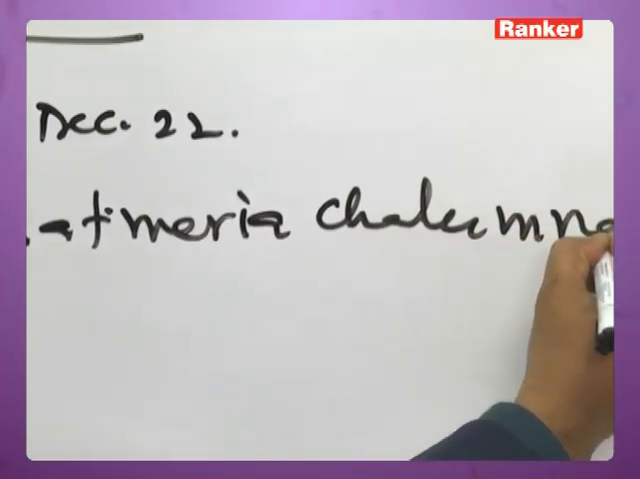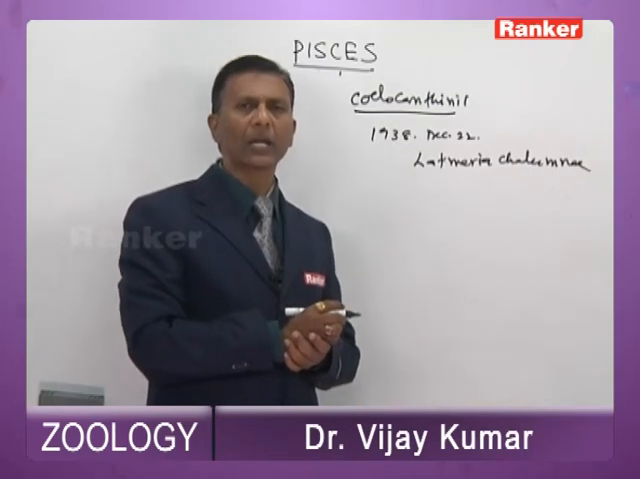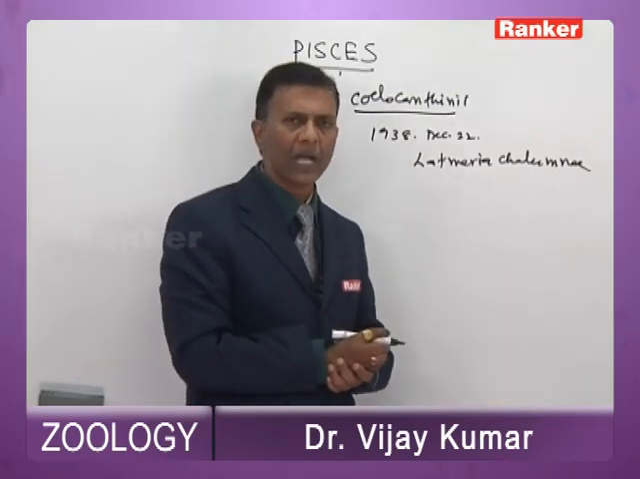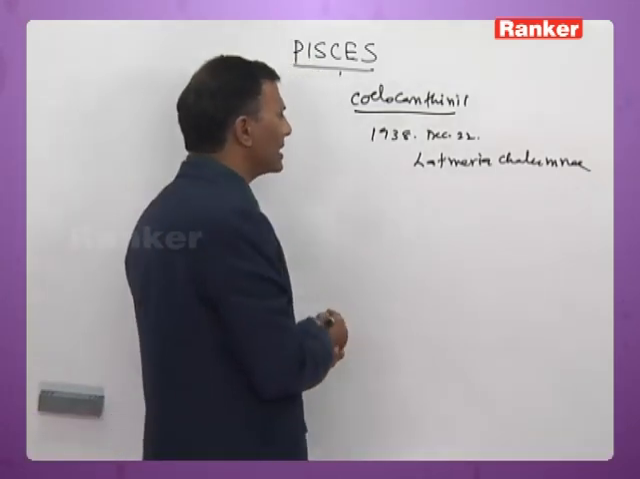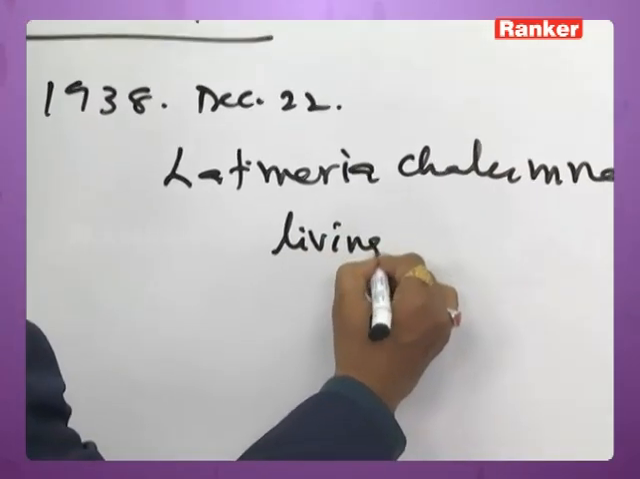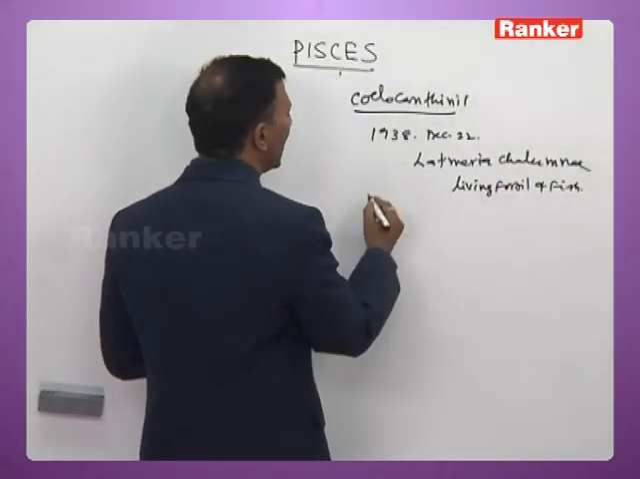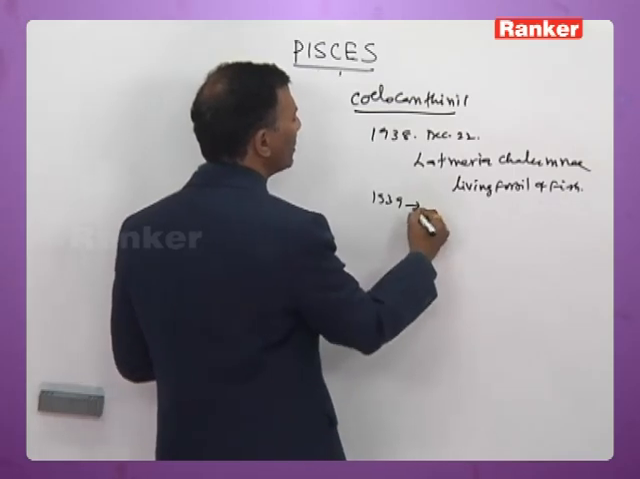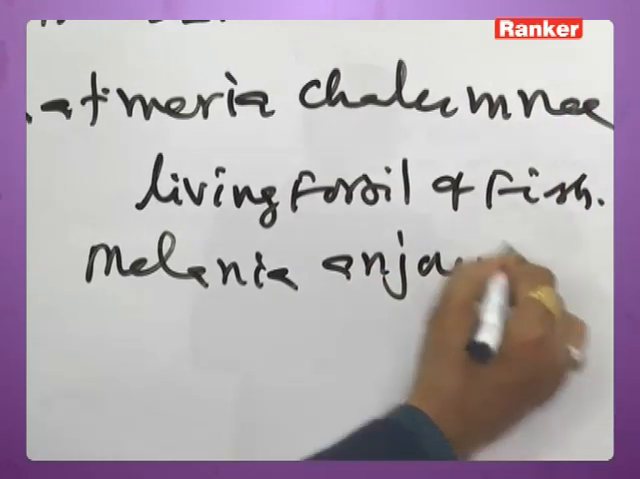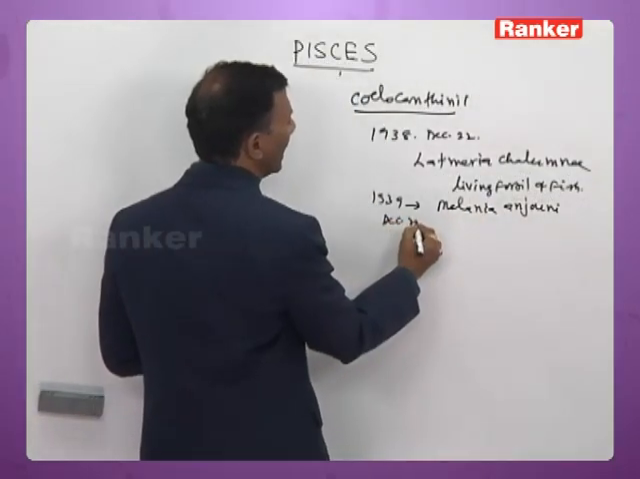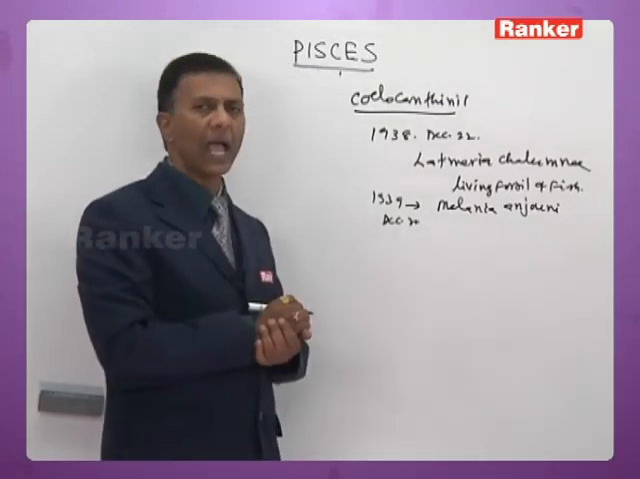Latimeria chalumnae was identified by the zoo curator Miss Courtney Latimer and Professor J.L.B. Smith. Smith named it after Latimer as Latimeria chalumnae. This is considered a living fossil of fish. Later, on December 30th, 1939, another fish was caught and identified. They named it Malania anjouanae.